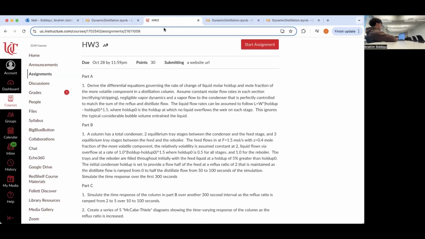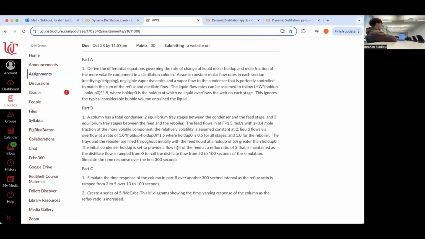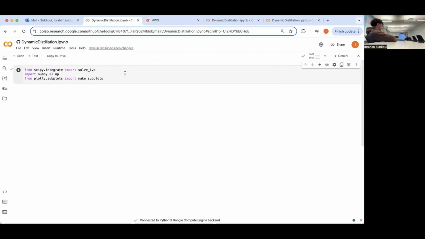Okay, so starting part B of homework 3, we are looking at a distillation column that we just derived earlier. This has a total condenser, 2 equilibrium tray stages between the condenser and the feed stage, and 3 equilibrium tray stages between the feed and reboiler. Before I go ahead and get into the rest of this, let's go back into Colab.